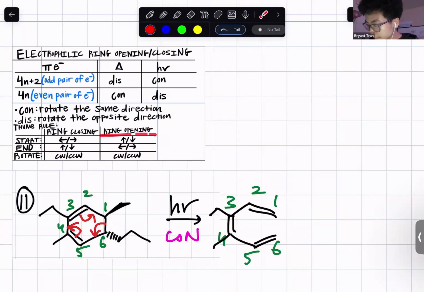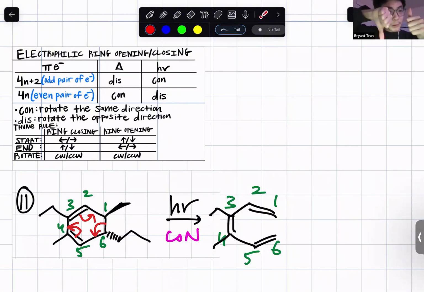Because we're ring opening here, I'm going to start my thumbs up or down, and I'm going to end my thumbs left or right, right? So let's say my left thumb right here is the methyl group going up. I know it's going up because it's a wedge. And let's say my right thumb is going down because it's a dash. The propyl group is a dash going down, right?